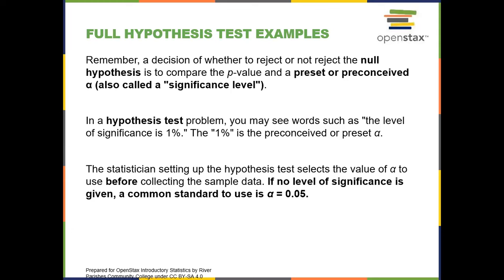You calculate a p-value, which is the probability of getting a test statistic as extreme as what you have obtained. If the p-value is less than alpha, then you reject H0. If p-value is greater or equal to alpha, do not reject H0. The statistician setting up the hypothesis test selects the value of alpha to use before collecting the sample data. If no level of significance is given, a common standard used for alpha is 0.05.